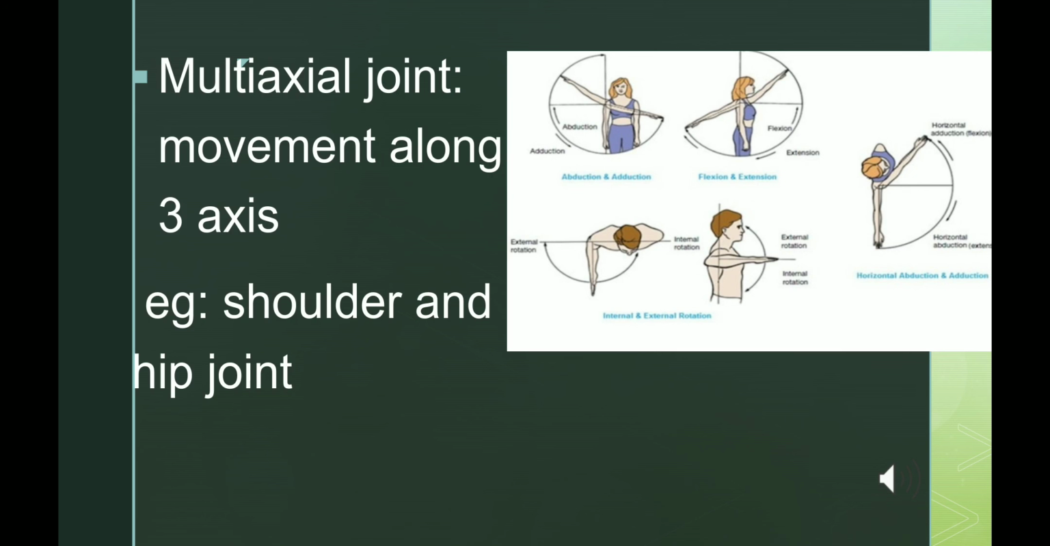So the last classification of diarthrosis joint is the multiaxial joint. It allows movement in all three axes. An example is the shoulder and hip joint, and the three movements are anterior and posterior movement, medial and lateral movement, and the rotation of limbs towards the midline and away from the midline.